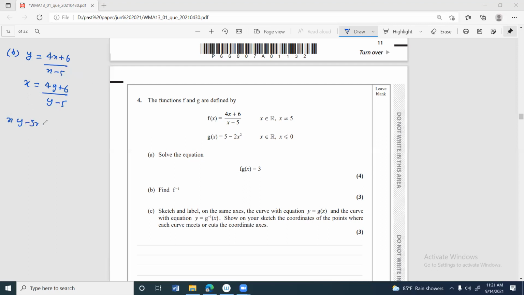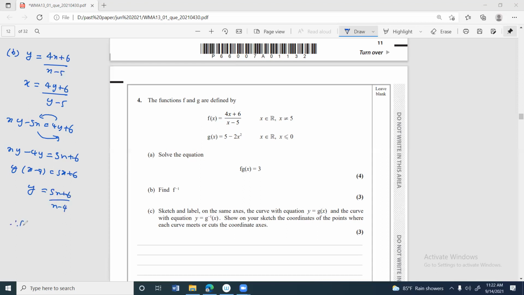Xy minus 5x equals 4y plus 6. And our objective is to make y the subject. So I'll bring this 4y to this side and 5x to this side. So xy minus 4y equals 5x plus 6. Therefore, if you take y out, y times x minus 4 equals 5x plus 6. Therefore, y becomes 5x plus 6 over x minus 4.